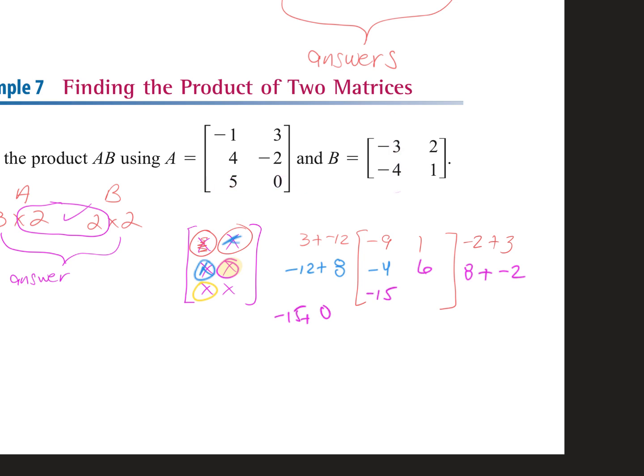And then last, guys, where? What's your last one? Third row, second column. First times first. 5 times 2 is 10. Plus 0 times 1 is 0. So here is your answer.